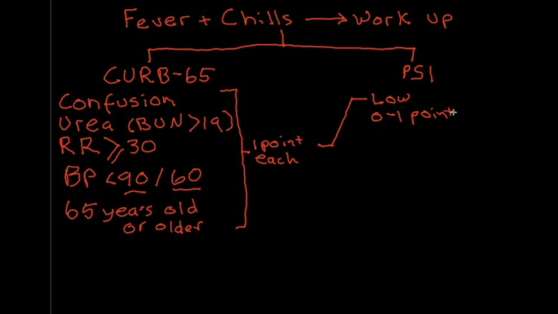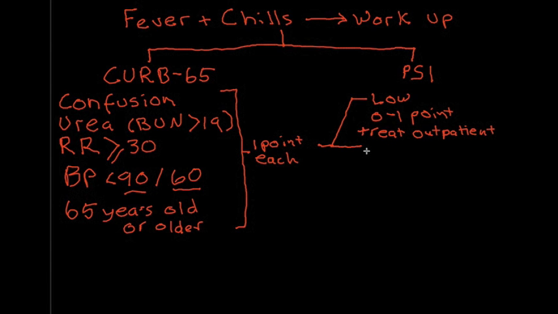So a low-risk patient in this system gets 0 to 1 points. And to give you an idea, 1 point is about a 2.7% chance of dying in 30 days, according to previous studies. So you can treat this patient in the outpatient setting.